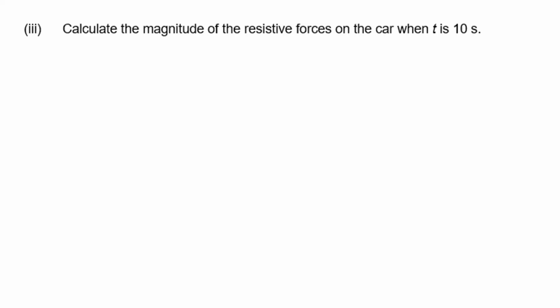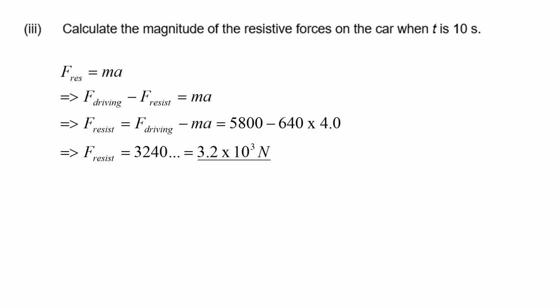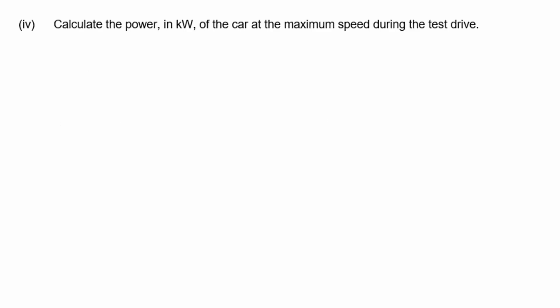So it wants us to find the magnitude of the resistive force at 10 seconds. You should know that the resultant force would be equal to the mass times the acceleration if mass is constant, and the resultant force will be the difference between the driving force and the resistive force. So if we want to find the resistive force, we just have to rearrange it, substitute in our values for mass, acceleration, and driving force, and that will give us our resistive force of 3.2 times 10 to the 3 newtons.